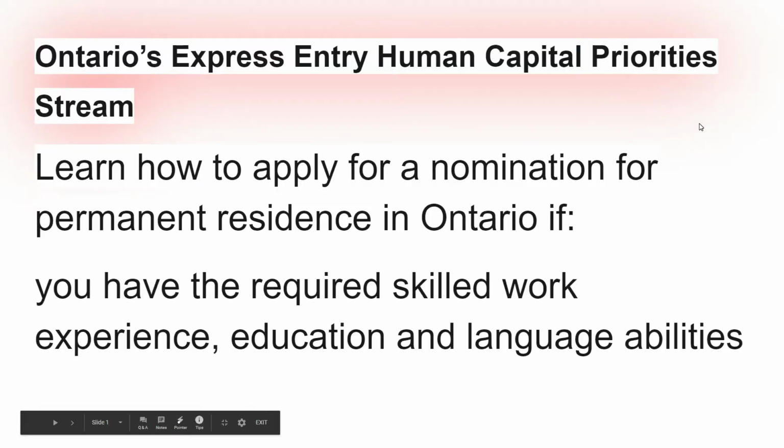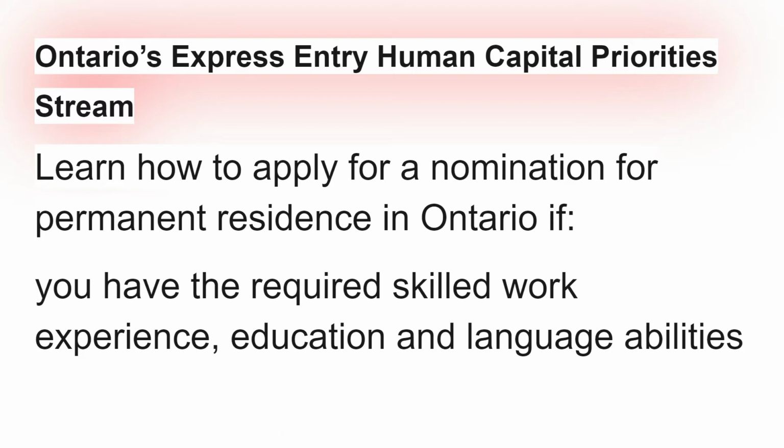Hello guys, this is from MILLENNIUM Immigration Canada. Today we will discuss one new stream, the Human Capital Priority Stream, which comes under the Ontario Immigration Nominee Program, and we will learn how to apply for the nomination for permanent residence in Ontario if you meet the required skill, work experience, education and language abilities, and then you are good to go.